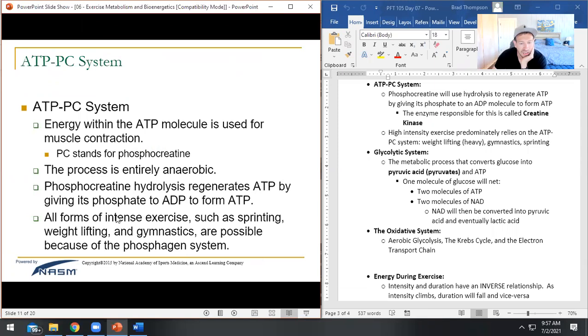So all forms of exercise will start in the ATP-PC system, but particularly the high intensity ones. When you think about Olympic sprinters, power lifters or Olympic weightlifters, gymnasts, who are super explosive and fly through the air, using their muscles for half a second to fling themselves 100 yards, maybe an exaggeration, that is very much your phosphagen system, or your ATP-PC system.